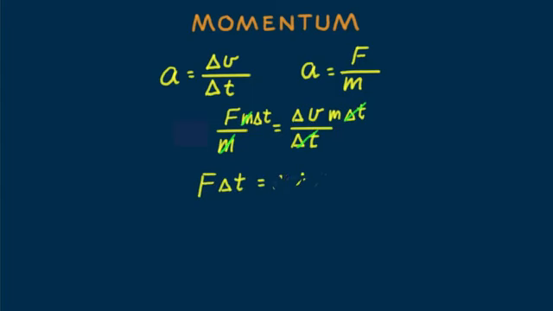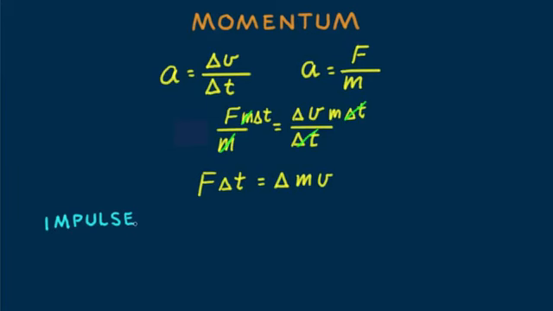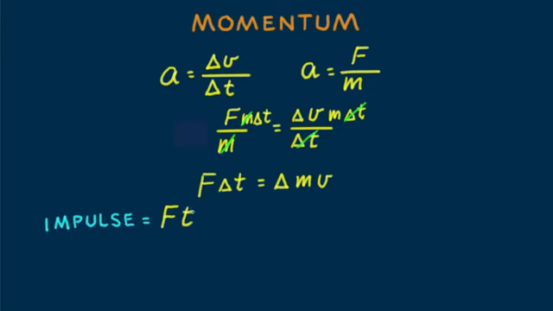Or we can say F delta T equals delta MV, which happens to be an intriguing relationship. The quantity F delta T is called impulse. Or letting delta T simply be T for the time interval, we can say impulse equals FT, which is read impulse equals force F exerted on an object multiplied by the time it acts, T.